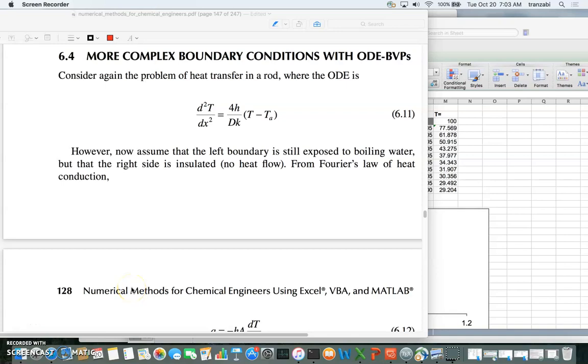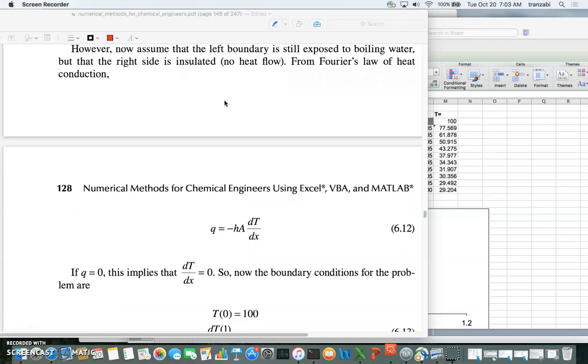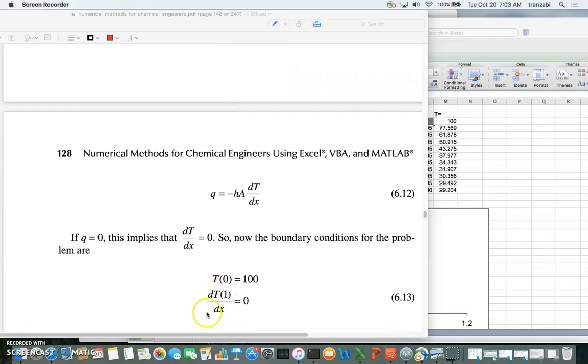Welcome back to part 2 of solving differential equations using finite differencing. In the last video, I was talking about how we can solve the heat conduction problem using two different boundary conditions, where one of them is the flux boundary condition. So temperature is given at one end, and then the flux is given at the other end. This time, this is different from that.